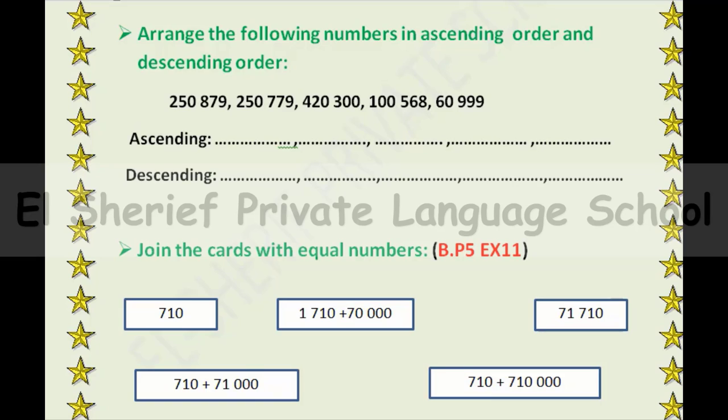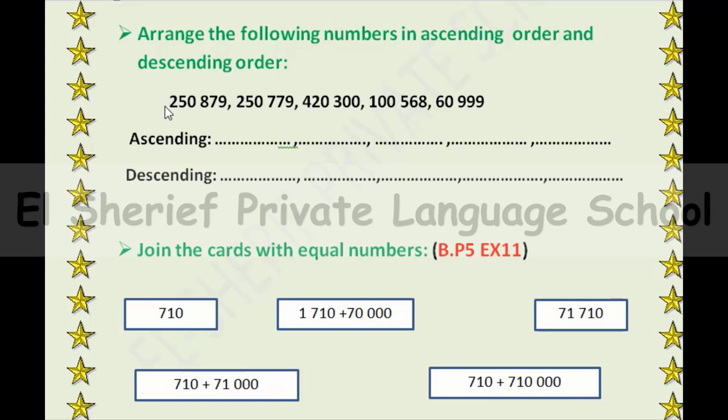Today, Grade 4, we will continue explaining lesson 100,000. First we will start with arrange the following numbers in ascending order and descending order. We will look at these numbers, and the first step we will count the digits.